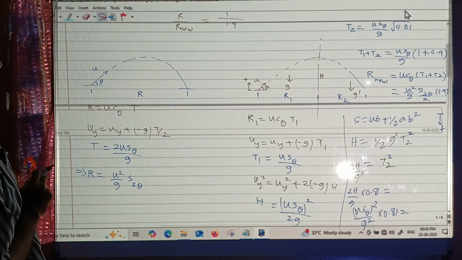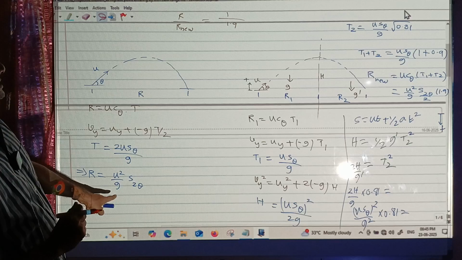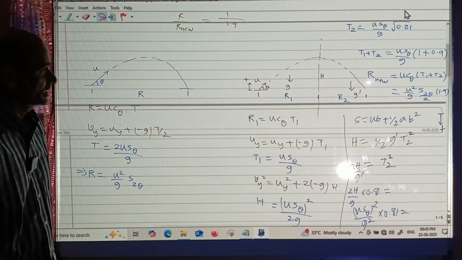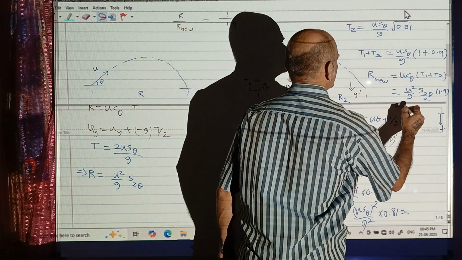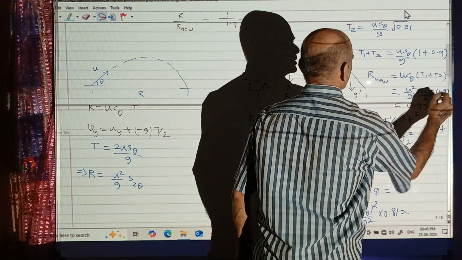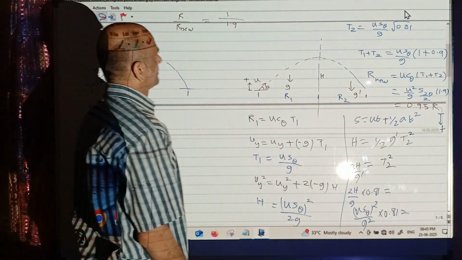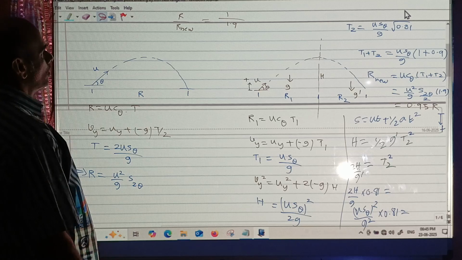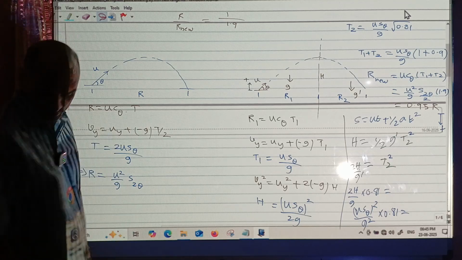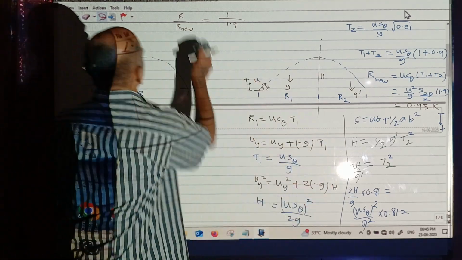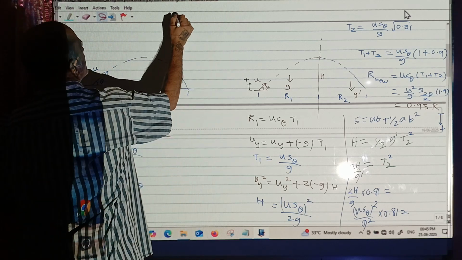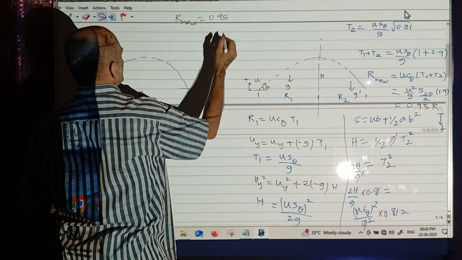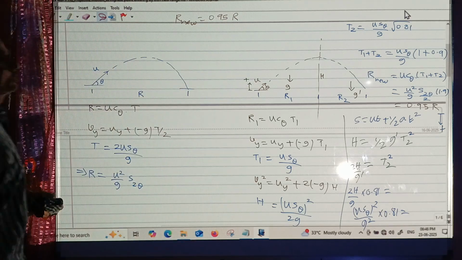So this range is 1.9 by 2, that's 0.95. So this is equal to 0.95 into the original range. So the new range is reduced from the old range by a factor 0.95. So R is reduced by a factor of 0.95 compared to the old range.